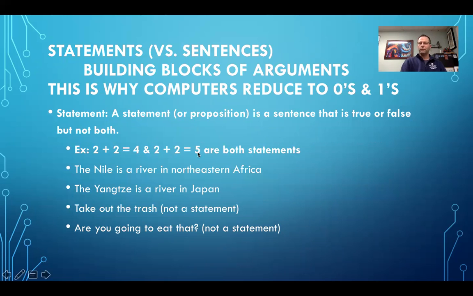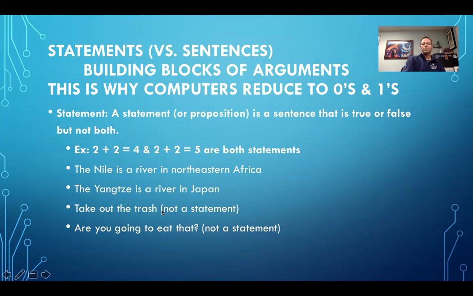2 + 2 is 5 is also a statement. It's false. The Nile is a river in northeastern Africa. Statement. The Yangtze is a river in Japan. Statement. One of these is true and one of these is false, but they're both statements. So it's okay to say something that is false. In logic, it just will be labeled that way. And it's useful information to know when something is false.